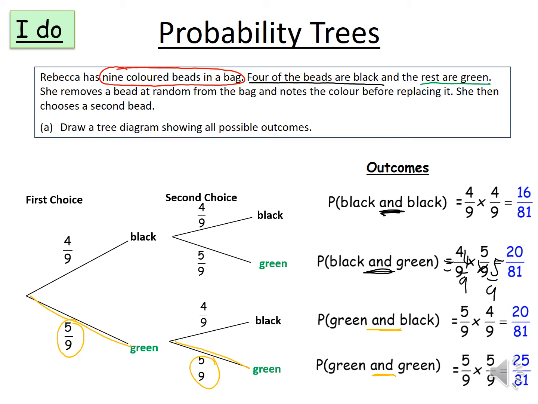So on the right hand side, you should see these are all of our probabilities here. These are all our probabilities of the outcomes. So the probability of getting 2 blacks is 16 over 81. That's this one here. The probability of getting a black and a green is 20 over 81. Probability of getting a green and a black is 20 over 81, and the probability of getting 2 greens is 25 over 81.